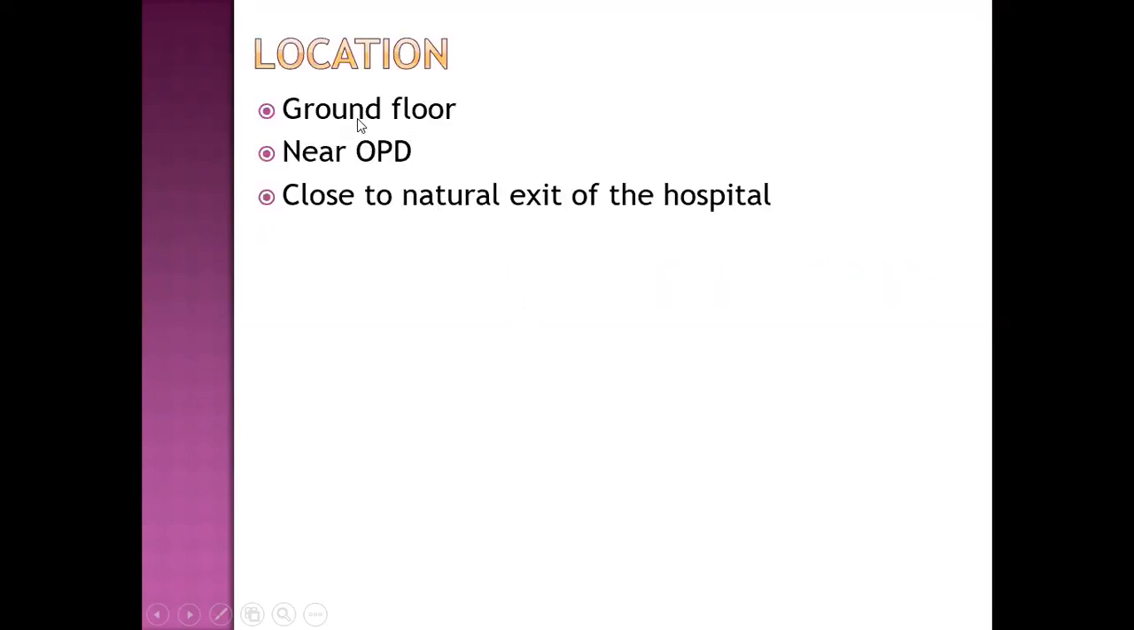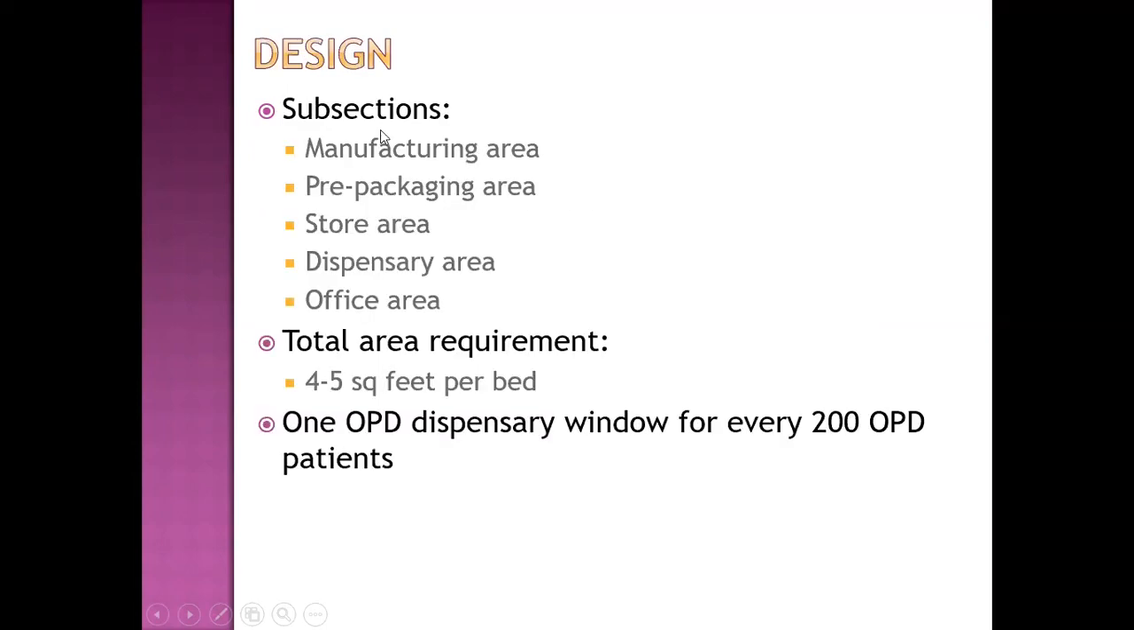Then about OPD pharmacy, it should be located on ground floor. It should be near OPD and it should be close to natural exit of the hospital. Pharmacy has the following subsections: manufacturing area. These are minor procedures after receiving drug. Pre-packaging, store area, dispensing area, and office area. Total requirement is 4 to 5 square feet per bed of the hospital and one OPD dispensary window for every 200 OPD patients is required.